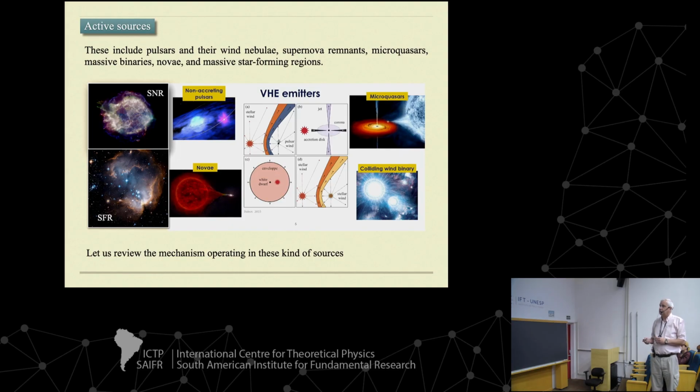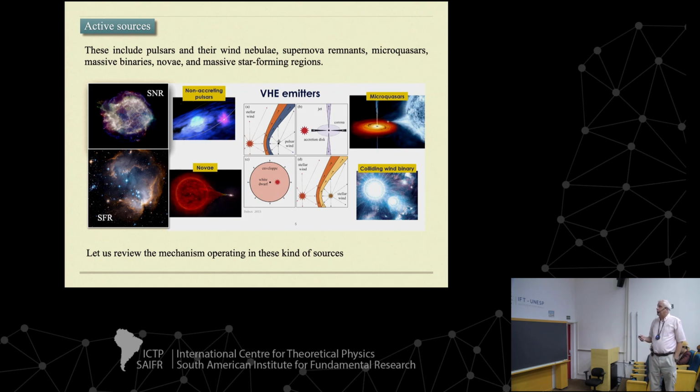Then we have novae, which are binary systems where we have a star and a white dwarf, and the star donates mass to the white dwarf. And at some point, there will be a thermonuclear explosion on the surface of the white dwarf. And the white dwarf is not destroyed by this explosion, as is the case in a supernova type 1a. But the systems are recurrent. They can repeat these thermonuclear explosions from time to time.